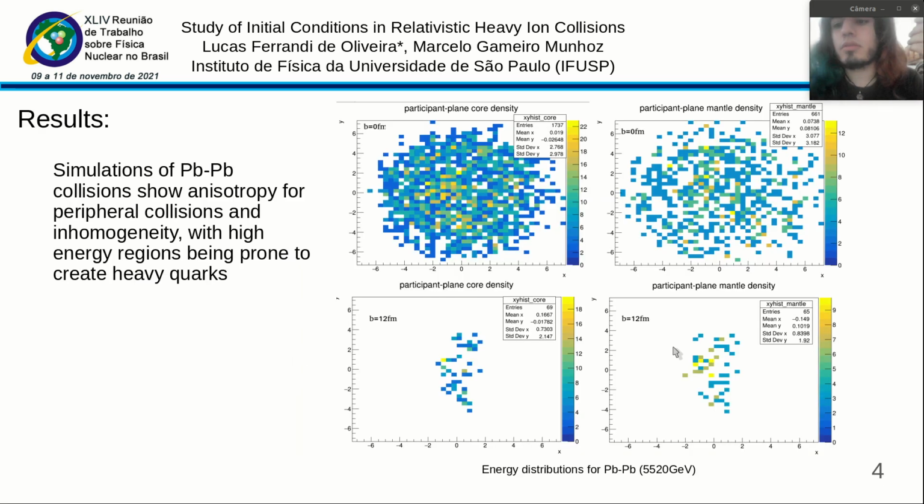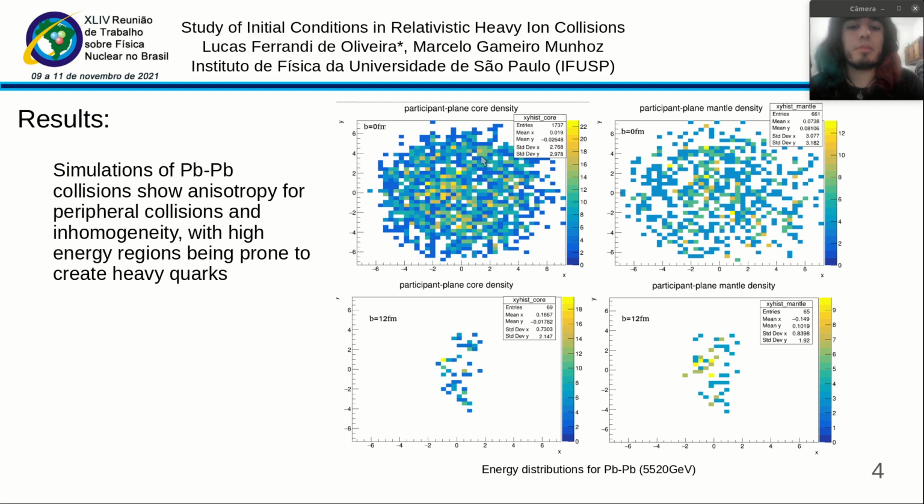Here are some results that I obtained simulating Pb-Pb collisions at LHC energies. In the first line we have central collisions. We have an impact parameter of 0 fermi, and we can see that we have a high degree of inhomogeneity. This means that some regions, these yellow dots, are very prone to generate some particles like heavy quarks, because these regions have a higher energy density.